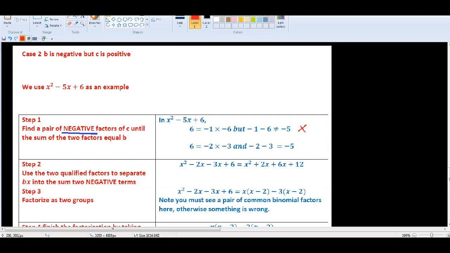Then step 2: use the two qualified factors to separate bx into the sum of two negative terms. I know the two special numbers are minus 2 and minus 3, so I'm going to separate minus 5x into minus 2x minus 3x. So minus 2 minus 3 is minus 5, plus 6.